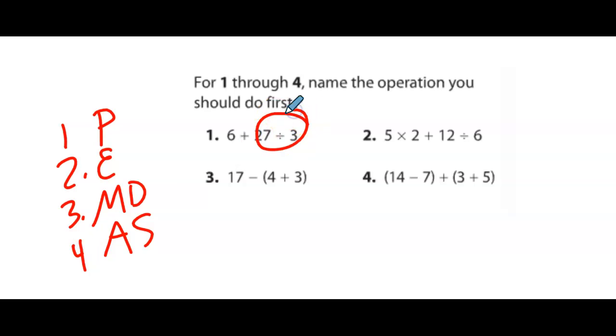So I'm going to do the division first. Looking at the second one, I don't have any parentheses. I don't have any exponents. I have multiplication. I have division. I go left to right for multiplication and division. So I'm going to do 5 times 2 first.